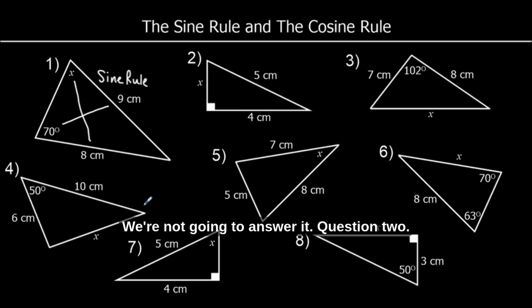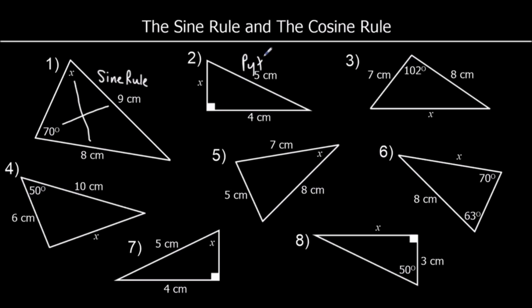Question 2. So we've got a right angle triangle in question 2. So we wouldn't be looking at using the sine rule or the cosine rule. In fact, for 3 lengths of a right angle triangle, we'll be looking at Pythagoras.